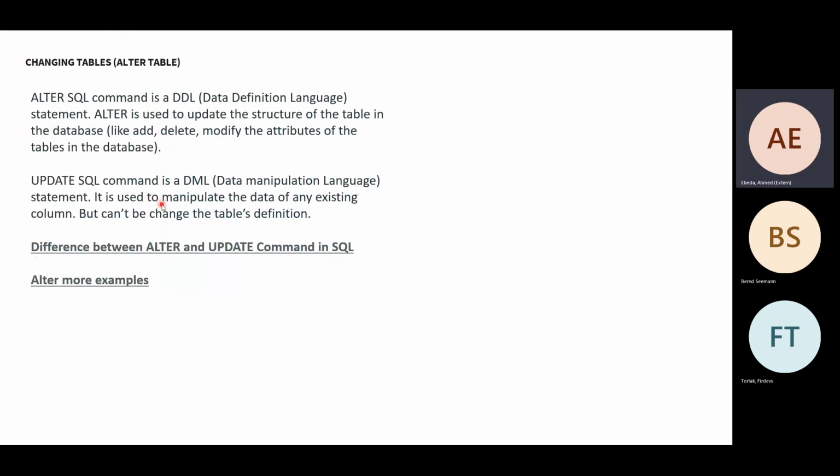The update SQL command is just a DML, data manipulation language statement. It's used to manipulate the data of an existing column, but it can't change the table definition. It doesn't change the table definition. You have the same structure, but you just delete, update, or insert some records. In this case, you don't change the definition of the table.